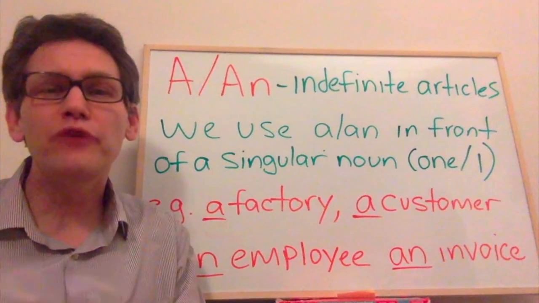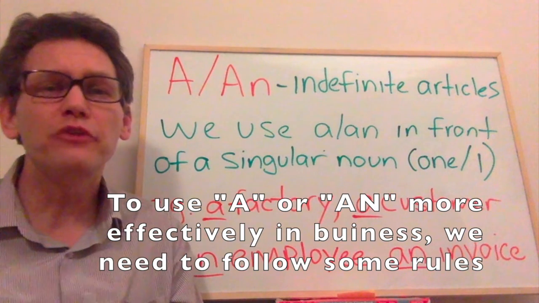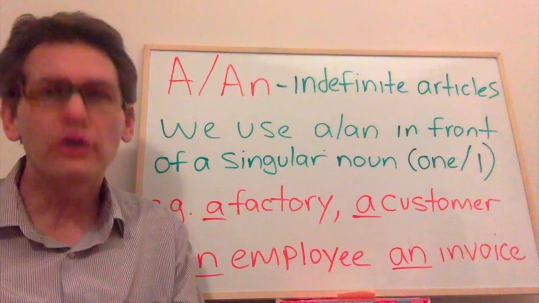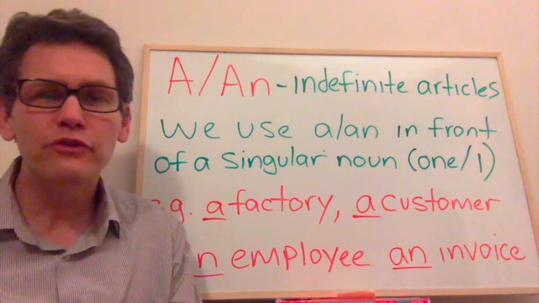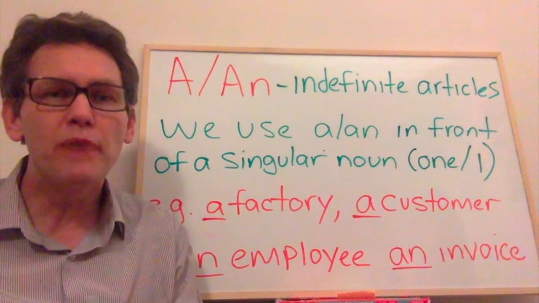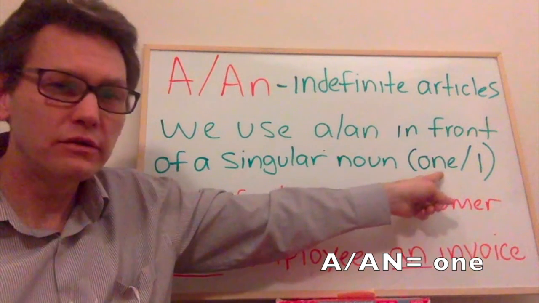Okay, so to use a and an more effectively in business, we need to look at some basic rules and examples. A and an are called articles. We place articles in front of singular nouns or adjectives that modify a singular noun. Remember, a and an just mean one, okay?